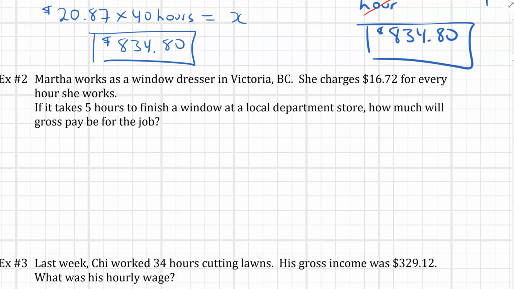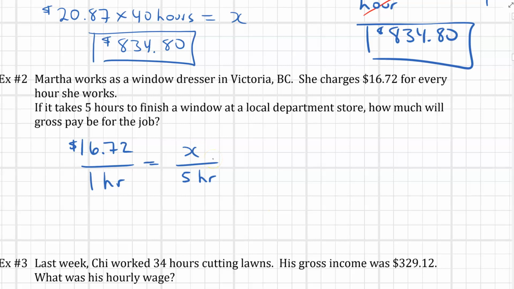She charges $16.72 for every hour, and it takes 5 hours. Okay, so I think that's a pretty similar one. Once you get through all the words here, she makes $16.72 for every hour. So I'm going to put 1 hour over here. And if she's going to be working for 5 hours, I'm going to put the 5 hours on the bottom, put an x on the top.